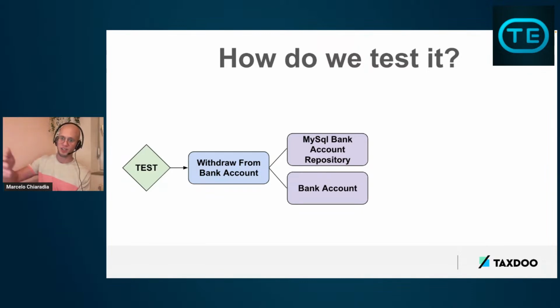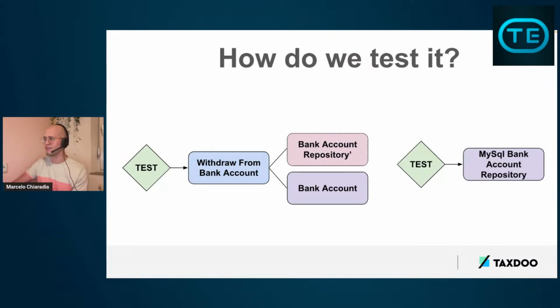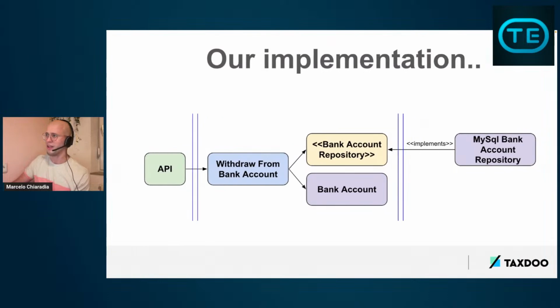Ideally, as we said, we would like to use real implementations, but the MySQL bank account repository, we can imagine, under the hood uses a real database. So it would be expensive, slow, and so on, to really use it. So what we do is we use a test table here, and then we add a test for the MySQL account repository. So let's see an example of how it would look in the test.